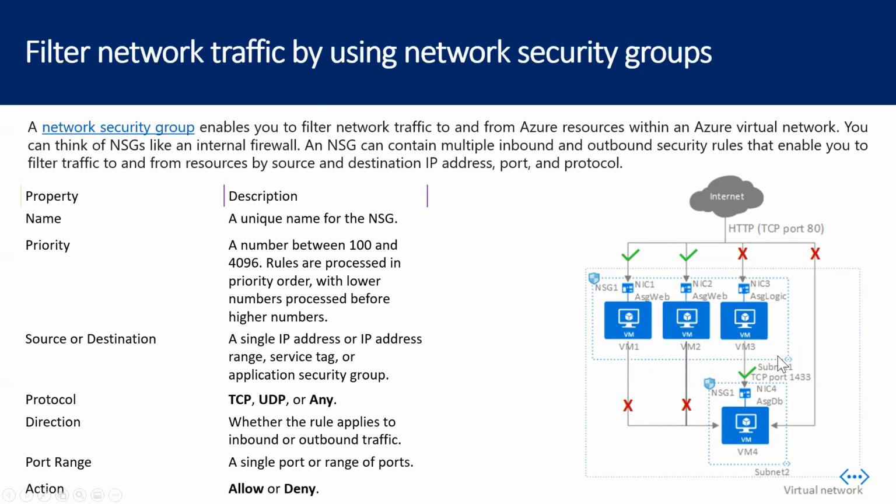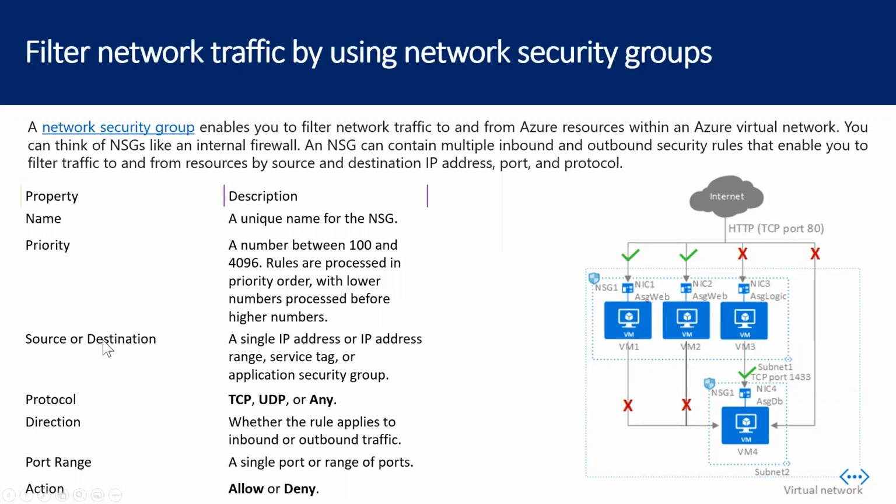This is only an example, but when you're actually working on an application, you will have a variety of scenarios where you need to control the connectivity from one machine to another machine. You can always use a network security group.